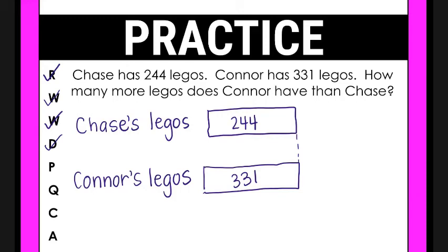So who has less, Chase or Connor? Chase has less. So let's take a piece out of his unit bar to show that he has fewer Legos than Connor. I like to draw those dotted lines because those help me see the comparison for how big Connor's unit bar is versus how big Chase's unit bar is.